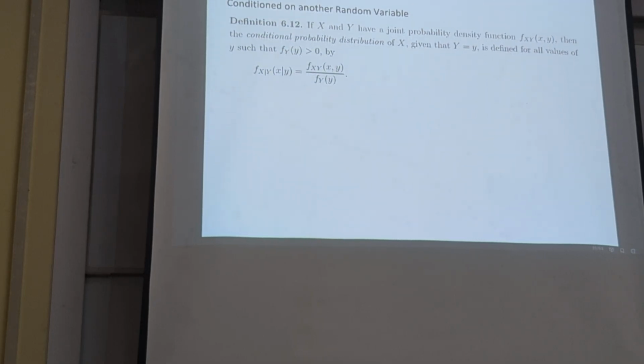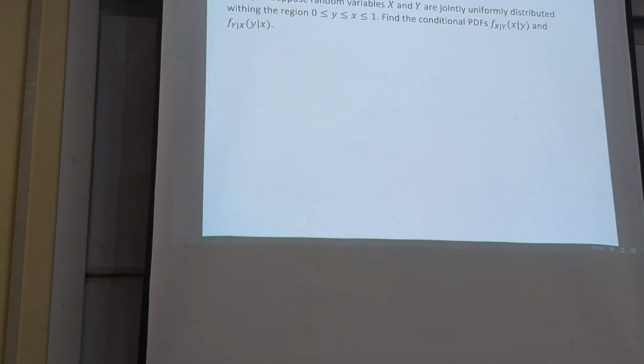If we condition on another random variable, as you have already seen, the joint PDF, so the conditional PDF of x given y will be what? The joint PDF divided by the marginal PDF of the other random variable. If you calculate it for x, then y will always be there. A given b, b will be there, right? This is no problem. Solve it.